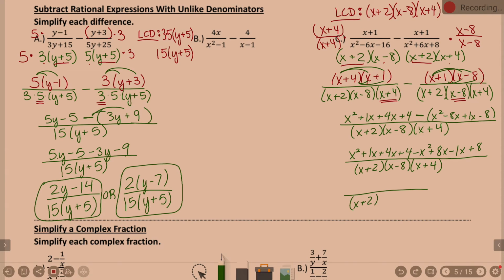Okay? x plus 2, x minus 8, x plus 4, denominator. I keep rewriting it, don't I? Okay. What cleans up here? x squared minus x squared? 0. What about x's? 1x and 4x is 5x plus 8x, 13 minus 1, 12x. Constants. 4 plus 8 is 12.